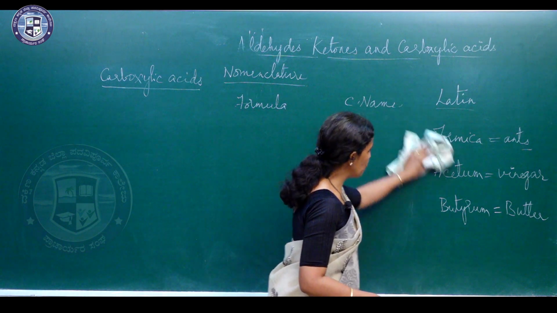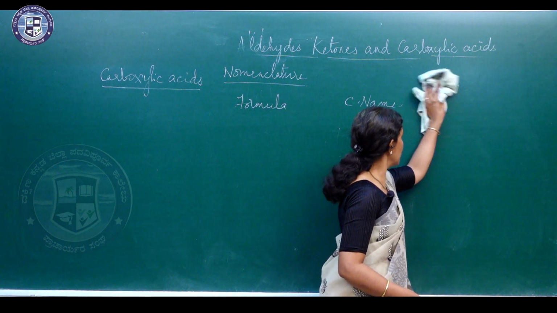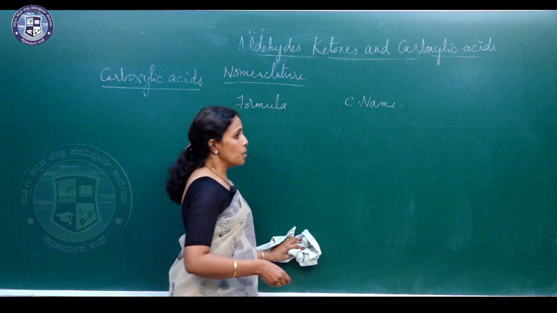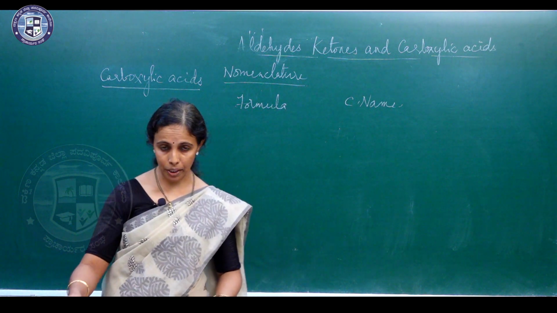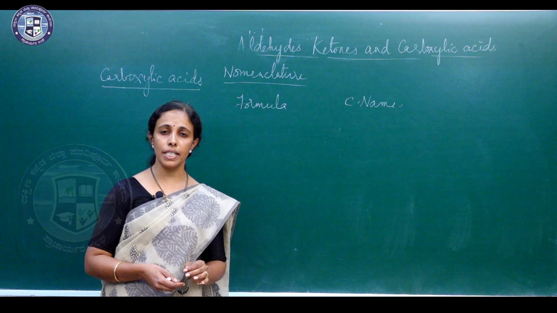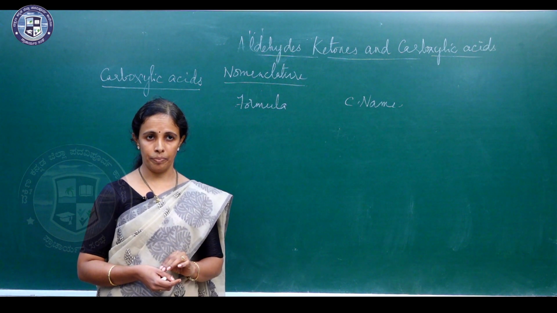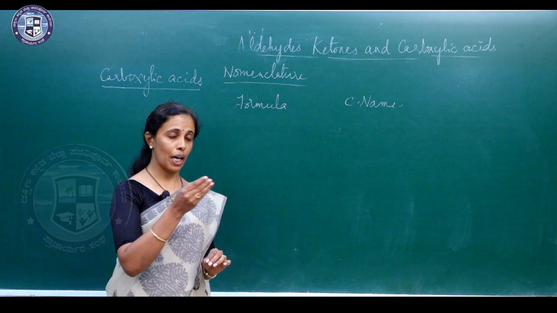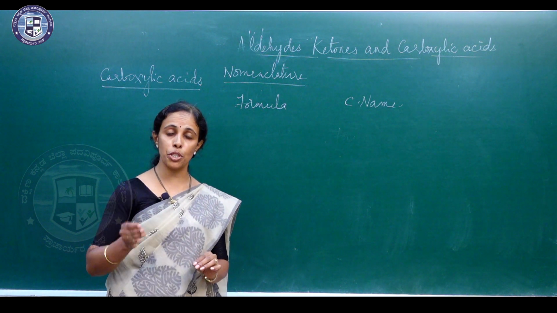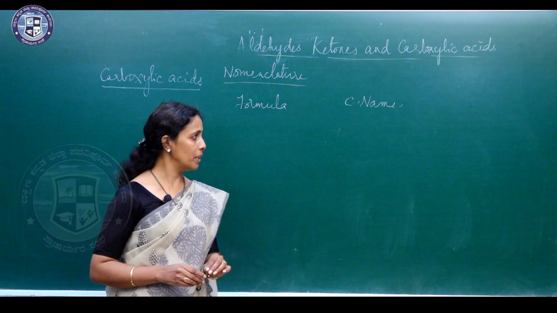Next we will go for the IUPAC naming. In IUPAC naming, we replace the E of the corresponding alkane by oic acid, and the numbering is done from the carboxylic end itself because the functional group itself has the carbon atom.